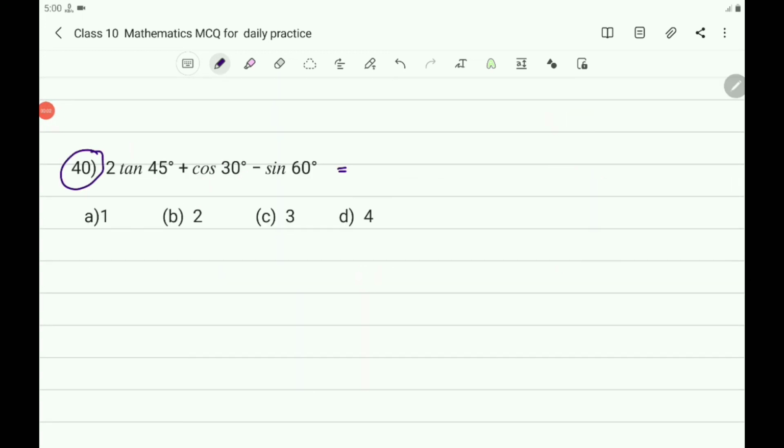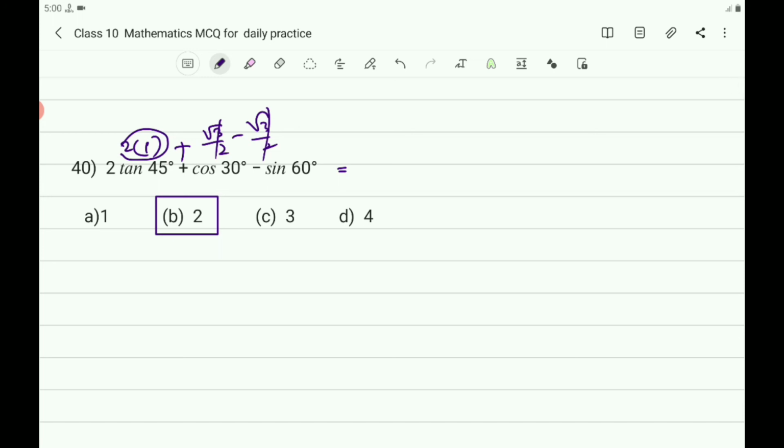Now question number 40. 2 tan 45 degree plus cos 30 degree minus sin 60 degree. So you know 2 tan 45. What is the value of tan 45? Tan 45 is 1. So it is 2 into 1 plus cos 30. Cos 30 is root 3 by 2. Sin 60 is also root 3 by 2. So these two cancel. 2 ones are 2. What is the answer here? Option B. So you must know the trigonometric ratios from 0 degree to 90 degree. Then only you can get the answer here. You must know tan 45, cos 30 degree and sin 60 degree. Otherwise you can't get the answer.